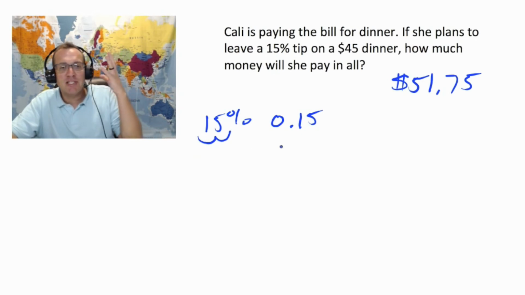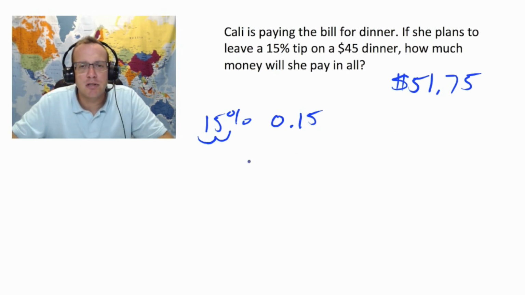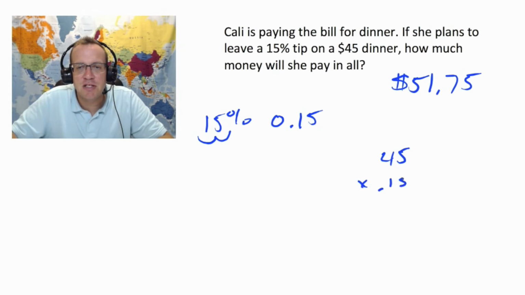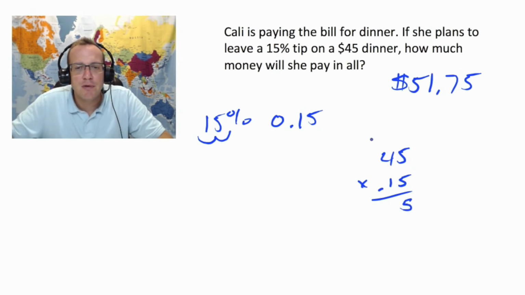All right, now we take that decimal and we multiply it by the price of the dinner. So we have what? $45 times 15 cents. I'm sorry, the decimal 0.15. Okay, 5 times 5 is 25. 4 times 5 is 20 plus a 2 is 22. Now don't forget to bring the 0 down and cross out our numbers on top.